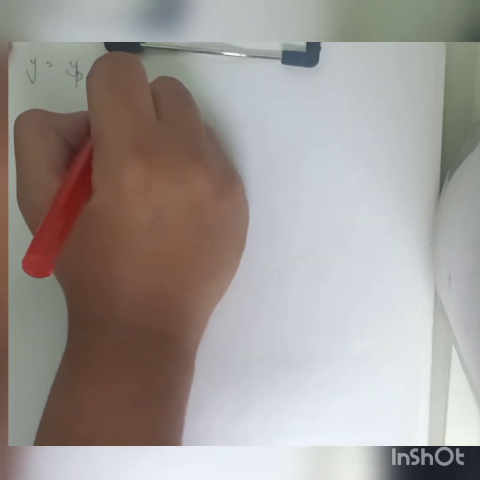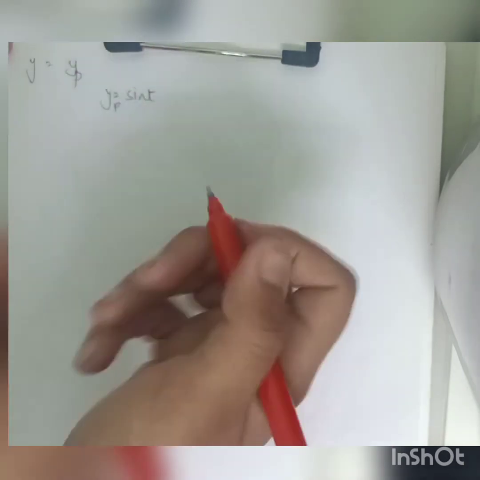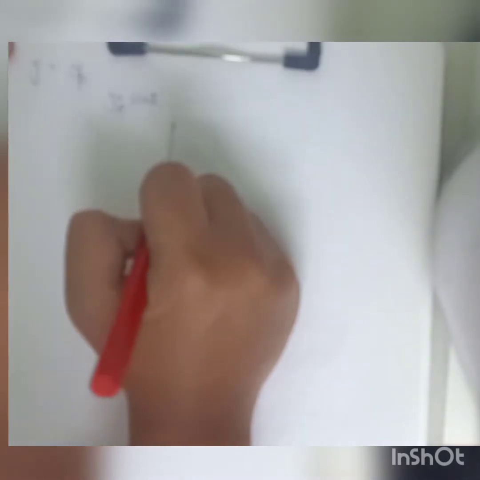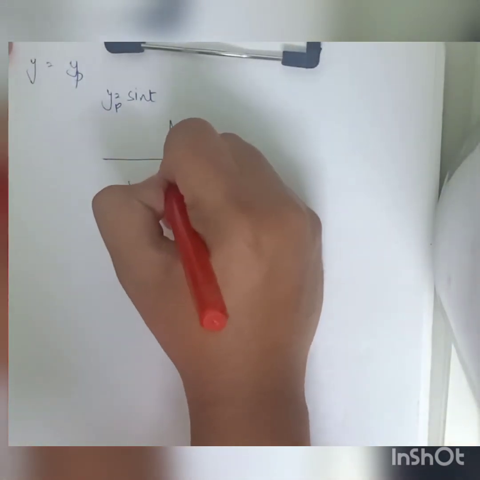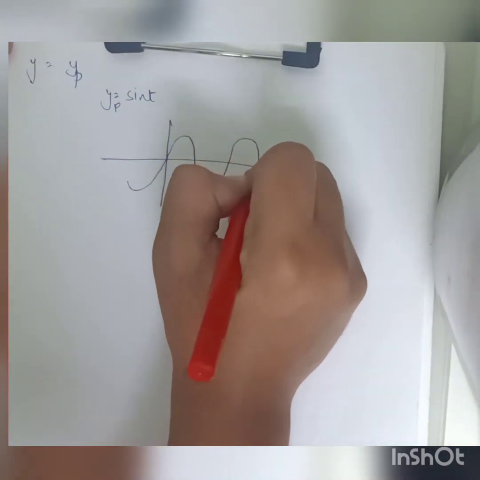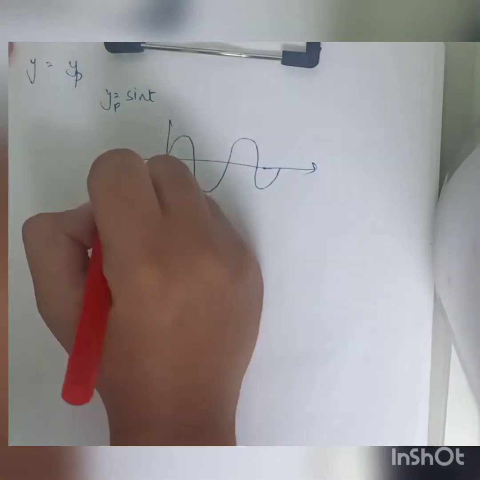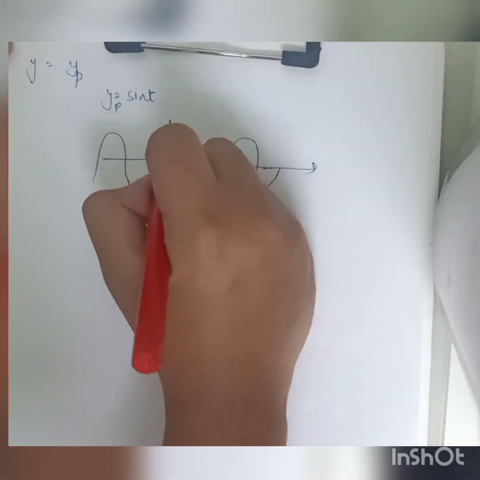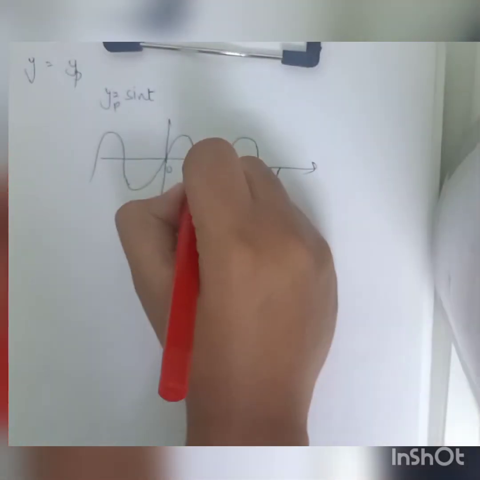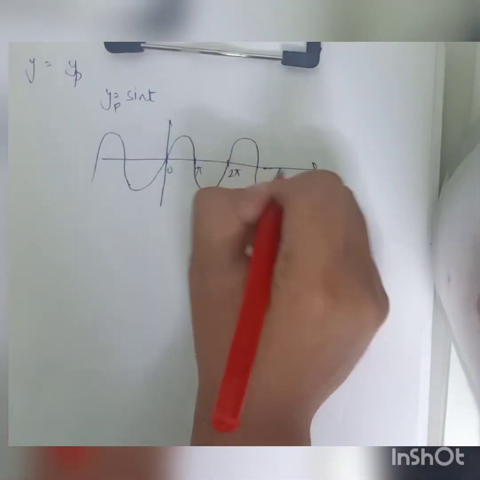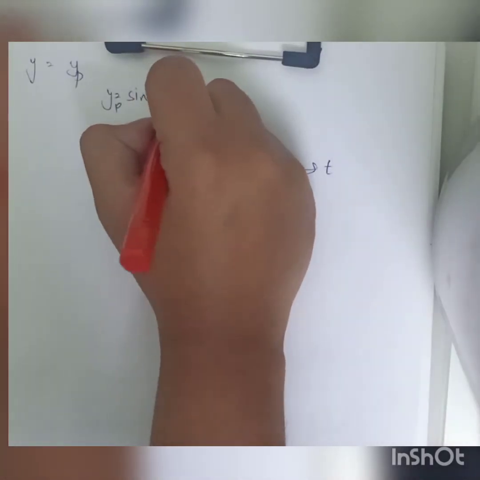Also, for the graph of y is equal to yp, for us yp is equal to sin t. So y is equal to sin t. Our graph would be simply this. This is 0, this is pi, 2 pi, and so on.